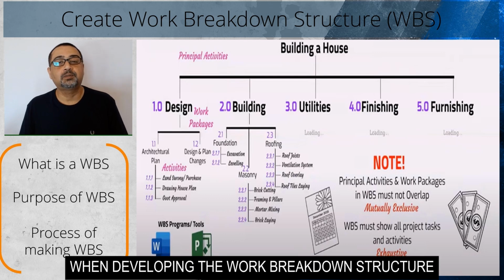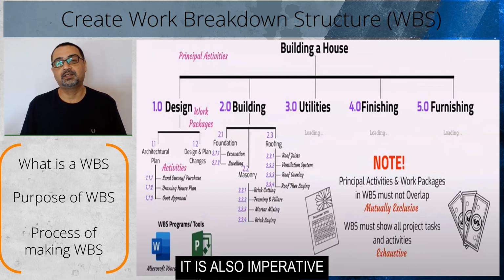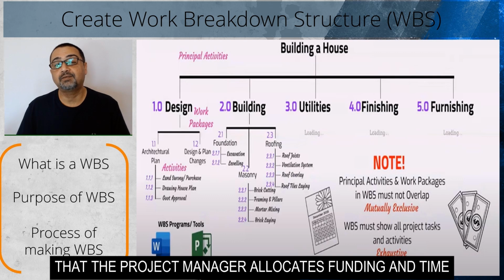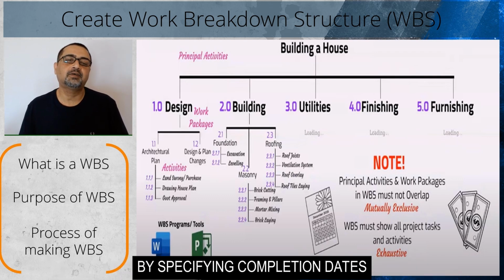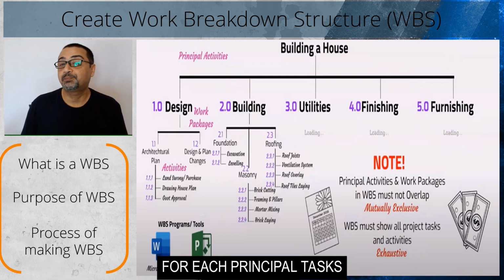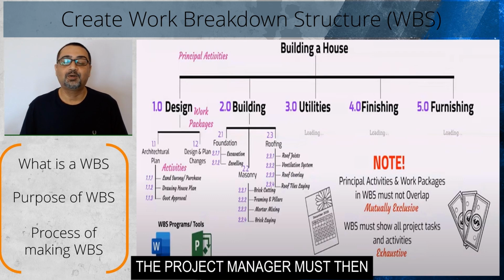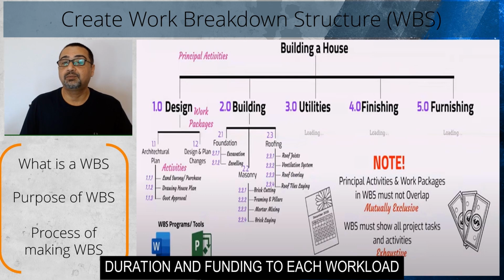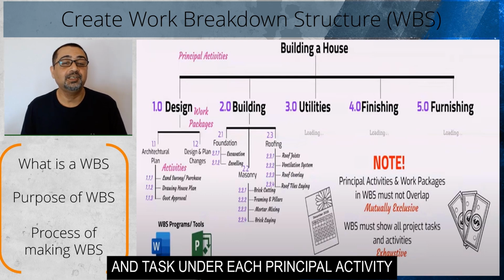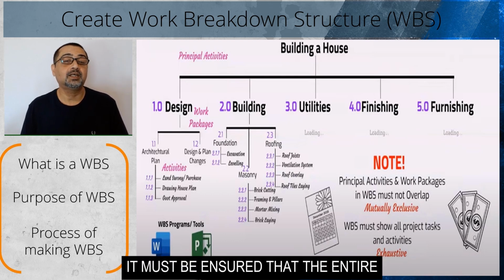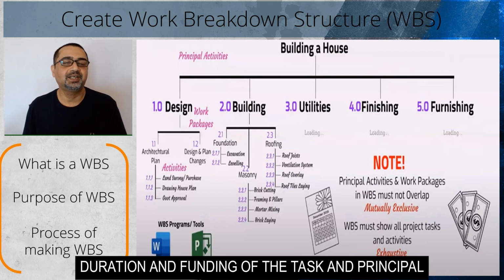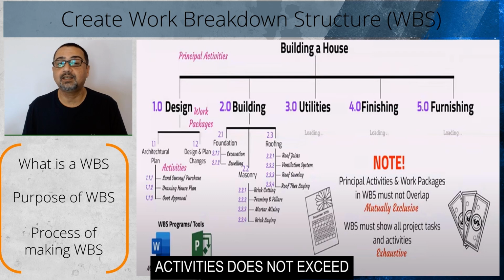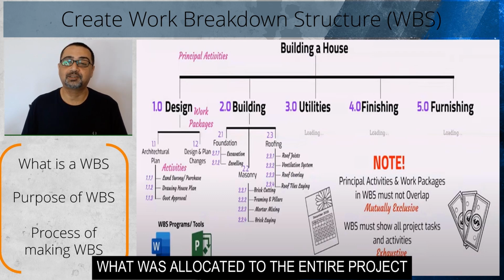When developing the work breakdown structure, it is also imperative that the project manager allocates funding and time by specifying completion dates for each principal task. The project manager must then break down the allocated duration and funding to each workload and task under each principal activity. It must be ensured that the entire duration and funding of the tasks and principal activities does not exceed what was allocated to the entire project.